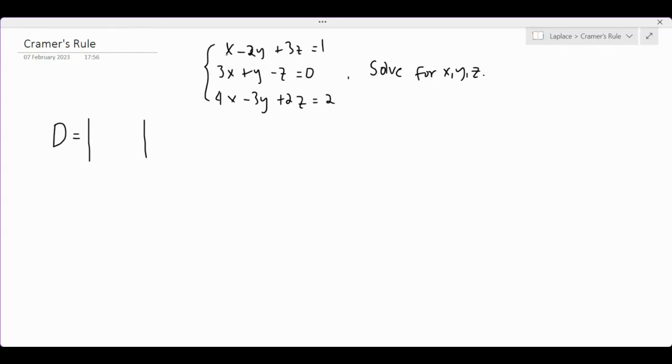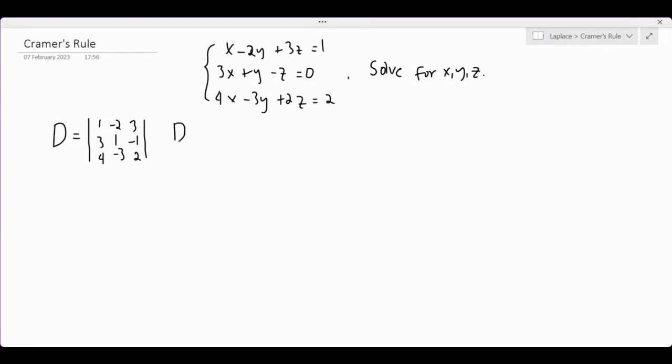So for the first column of that matrix, we will have the coefficients for the variable x. So we have 1, 3, and 4. The second column will represent the coefficients for y, so minus 2, 1, and minus 3. And the last column will represent the coefficients for z, so 3, minus 1, and 2.